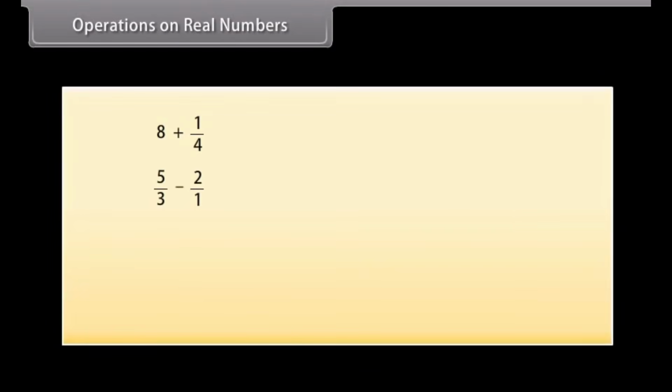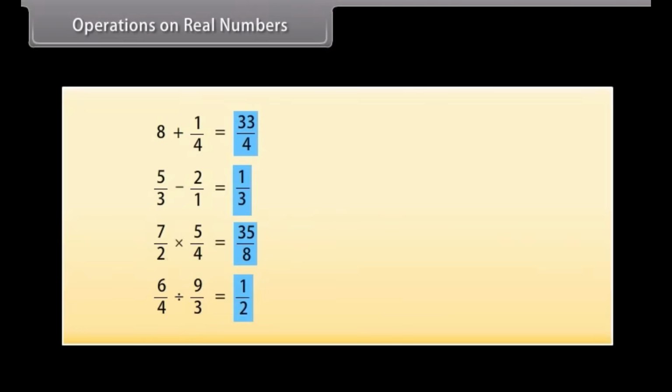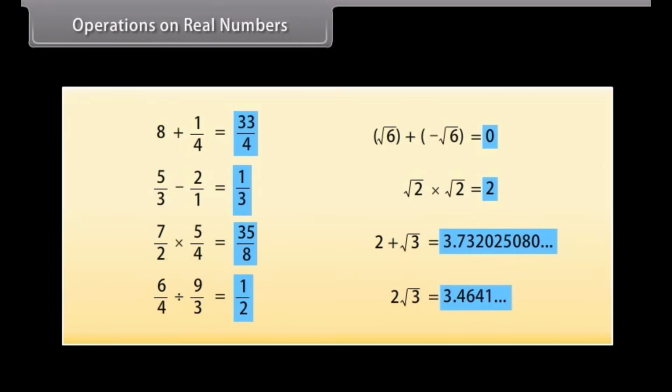Operations on real numbers. Can you tell what do we get if we add, subtract, multiply, or divide two rational numbers? We will get a rational number. But if we add, subtract, multiply, or divide irrational numbers, the number we get is not always irrational. Now think, what do we get if we add or multiply a rational number with an irrational number? The answer we get is an irrational number. Let us go through some examples now.